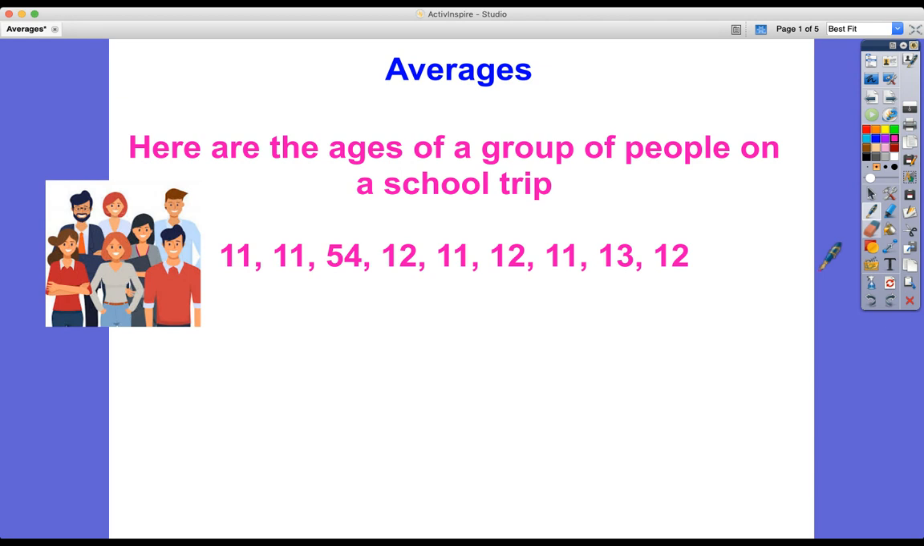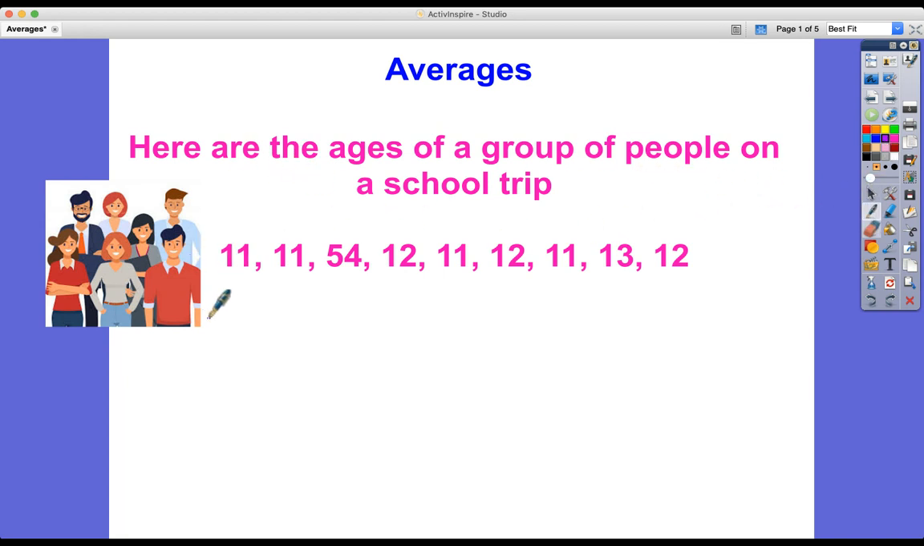We have an 11-year-old, another 11-year-old, a 54-year-old, a 12-year-old, an 11-year-old, a 12-year-old, an 11-year-old, a 13-year-old, and a 12-year-old. So you can probably guess who the teacher is there. Basically, we might be asked to find the average age. Now, when it comes to averages, there are three options, and they all begin with M.